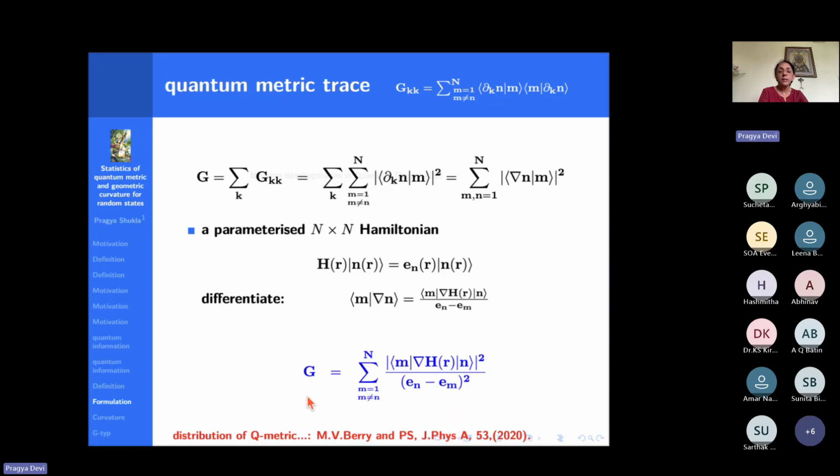So near an avoided crossing, this function will just shoot up. Okay, so the metric becomes very large, and this has a very important meaning in the context of quantum information.